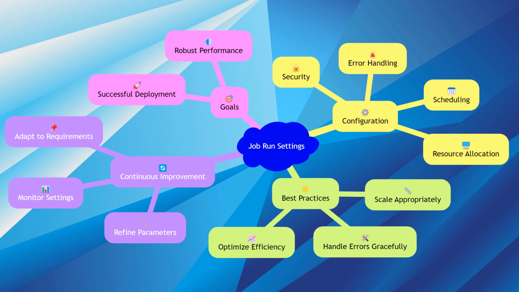Configuring job run settings is a critical step in preparing a model for deployment. It involves various aspects, including resource allocation, scheduling, error handling, and security. By meticulously setting up these parameters, you ensure that your script runs efficiently, scales appropriately, and handles errors gracefully. As you move forward, apply the best practices and tips discussed to optimize your job run settings. Continuously monitor and refine these settings to adapt to changing requirements and maintain the performance and reliability of your deployed model. With a well-configured setup, you can achieve a successful and robust deployment.